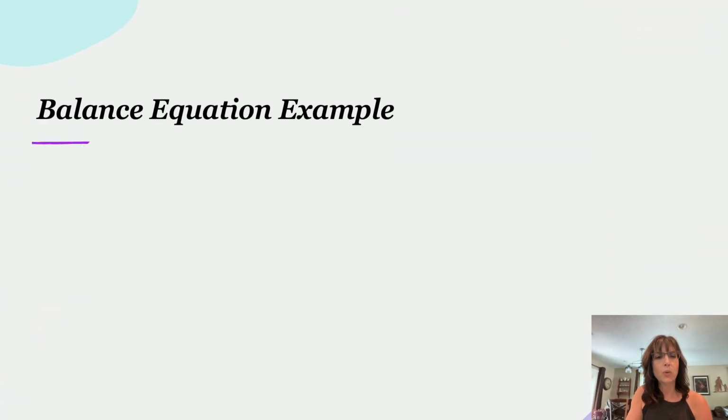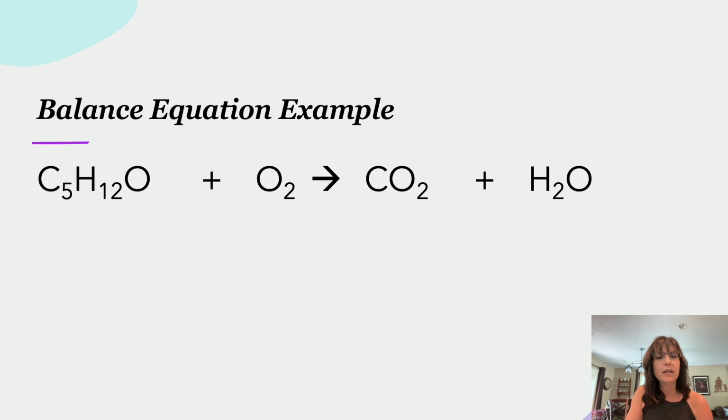Let's go ahead and do an example of an equation. I'm going to start with a combustion because they can be kind of tricky. The first thing you want to notice is that none of your atoms balance. What you should do is start with the carbons. On the left you have 5, so let's write a 5 right here. You have 12 H's on the left, so if you put a 6 here, 6 times 2 is 12.